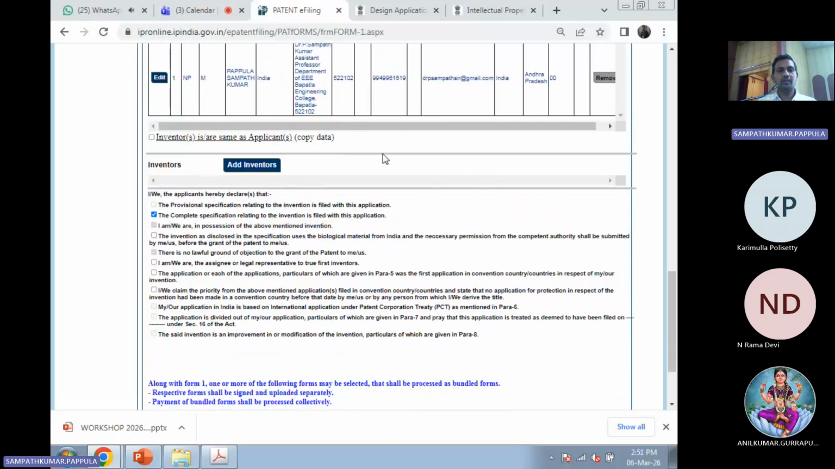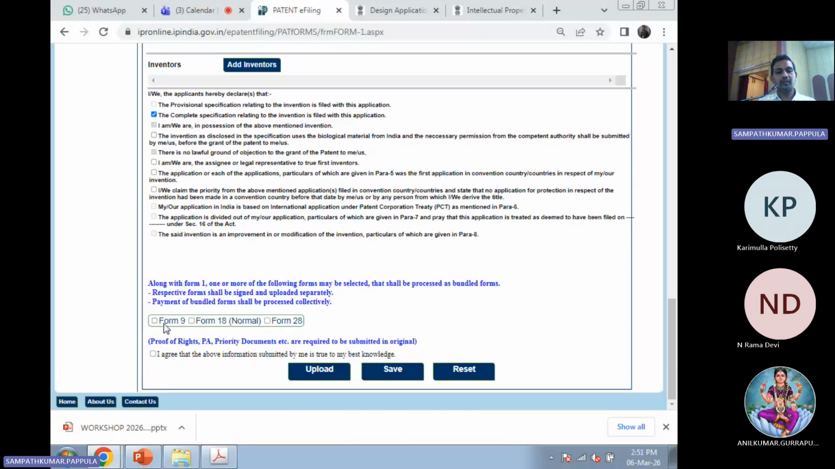After that, here the inventors are the same as the applicants. Yes, if I click on it, it will show the same thing you entered previously. Otherwise, don't click on it, and you need to add the inventors one by one as required. After that, click on Form 9 and upload it. Okay, this is the first step.